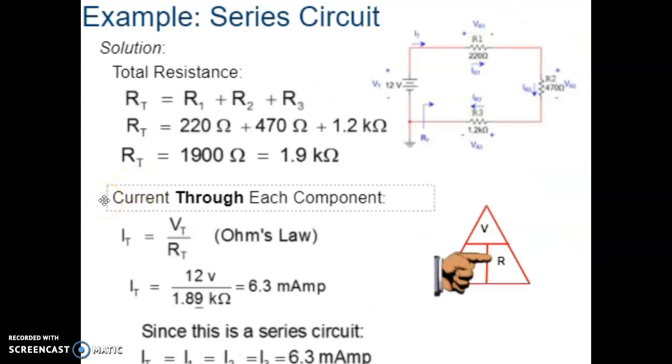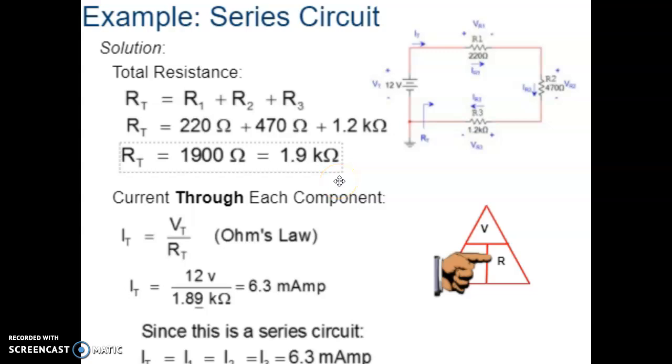Okay, so we're going to work out the total amount of resistance first, and then our total amount of current running through this system, and then we can work out our voltage drops. All right, so Kirchhoff states that in a series, the resistance is just added together. So what we did here is we took 220 ohms plus 470 ohms plus 1.2 kiloohms, which is equal to 1200 ohms. So 1.2 kiloohms is equal to 1200 ohms, and so our total resistance is 1900 ohms, or 1.9 kiloohms.